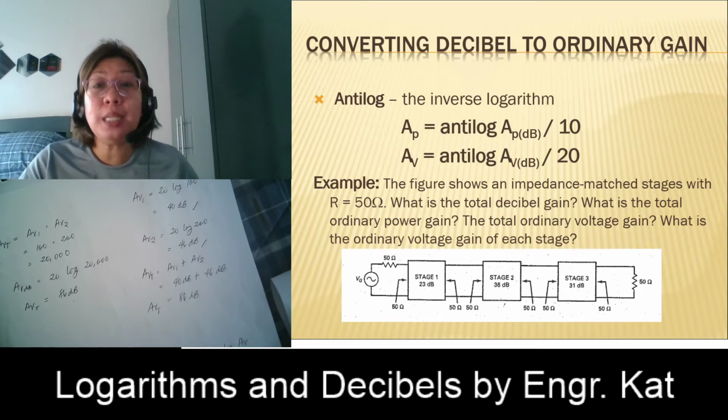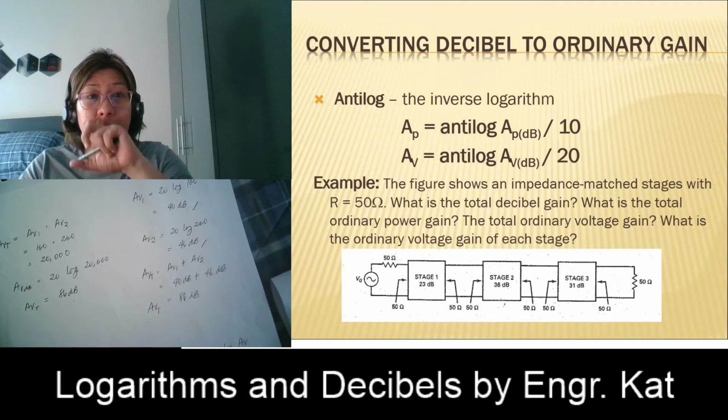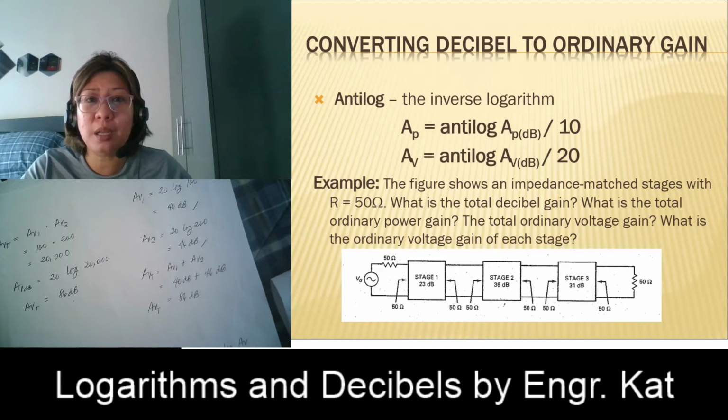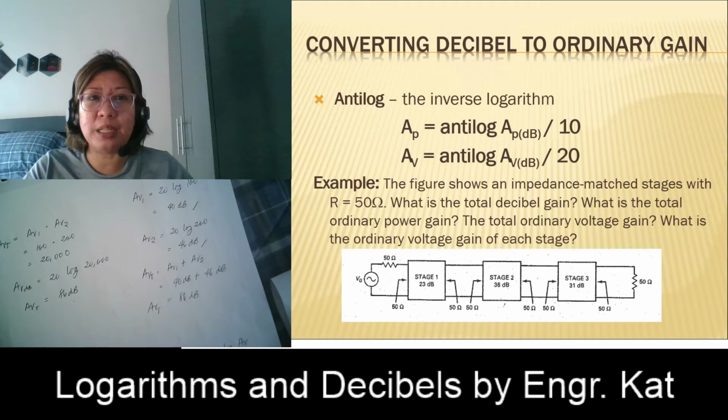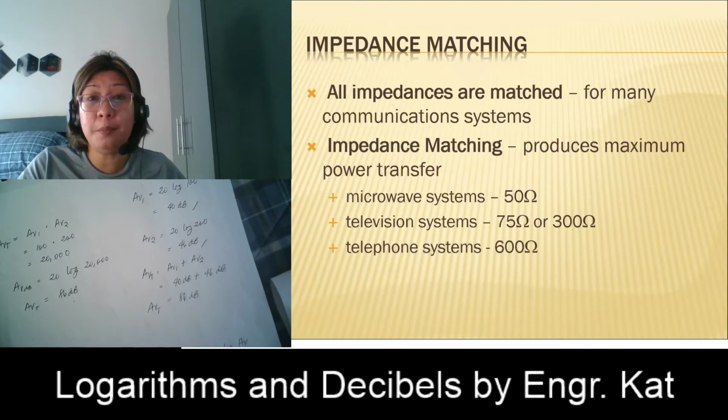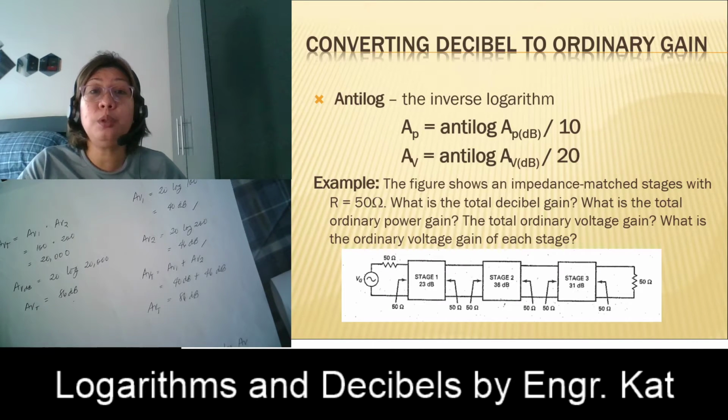The figure is an impedance matched system. So why impedance matched? Probably this is a microwave system because their values are all 50 ohms. As you can see, all of the impedances in the circuit or in the block diagram are equal to 50 ohms. So most probably this is a microwave system, because for microwave systems, it is equivalent to 50 ohms. The figure shows impedance matched stages with R equal to 50 ohms.